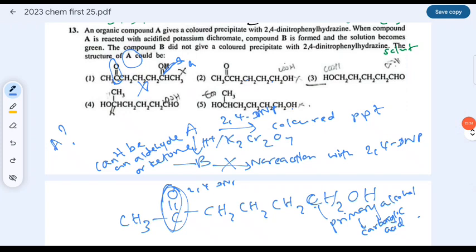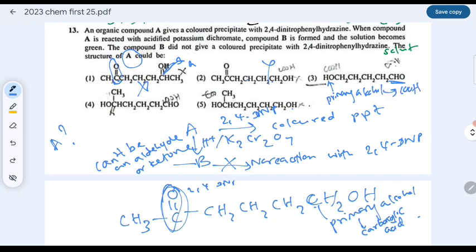So the second answer also can't be. Now let's see the third answer. The third one gives a colored precipitate with 2,4-DNP. Yes, because of this aldehyde group, it gives a colored precipitate with 2,4-DNP. Next, when it is reacted with potassium dichromate, this is a primary alcohol, so it forms COOH.